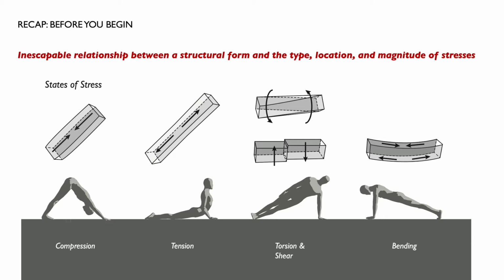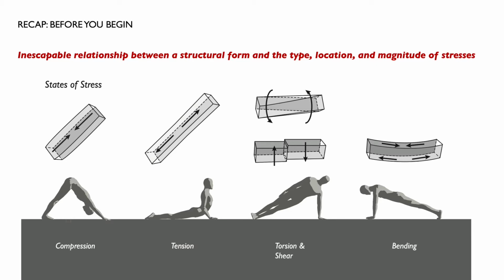To recap the lab before we even begin, there are a couple of basic elements of knowledge that need to be understood. First, there's an inescapable relationship between a structural form and the type, location, and magnitude of the stresses. These were the states of stress that we discussed in the previous lecture: compression, tension, torsion and shear, and bending. And in this, you can see how these different states of stress relate to the different configurations of the body. The reason we want to start here is that that's the whole point of enacting things with our body: we can then work backwards from that and say, how did this form introduce a particular type of stress?